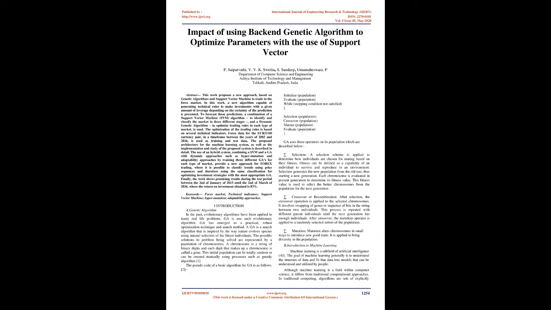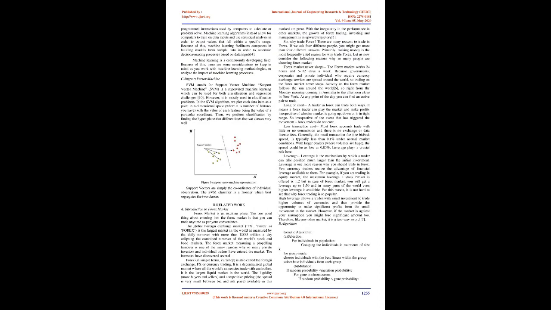Selection. A selection scheme is applied to determine how individuals are chosen for mating based on their fitness. Fitness can be defined as a capability of an individual to survive and reproduce in an environment. Selection generates the new population from the old one, thus starting a new generation. Each chromosome is evaluated in the present generation to determine its fitness value. This fitness value is used to select the better chromosomes from the population for the next generation.